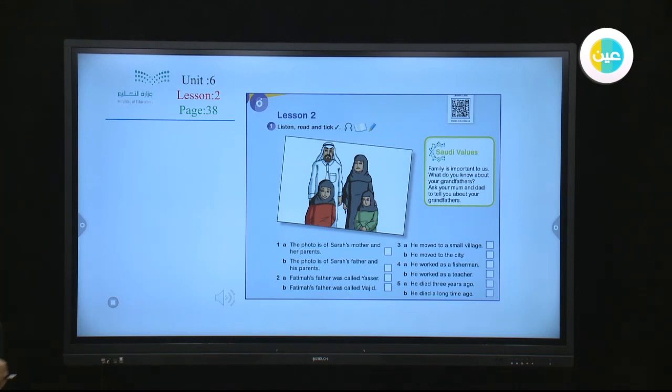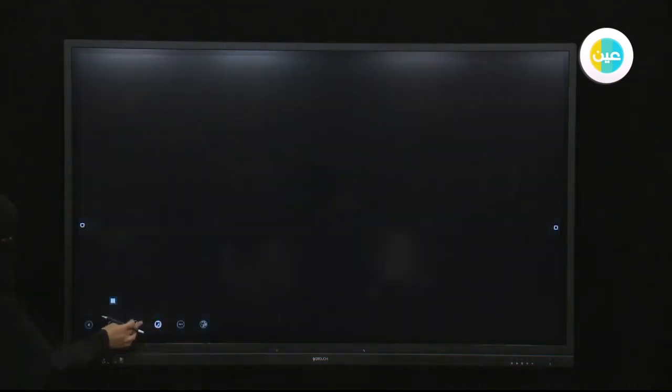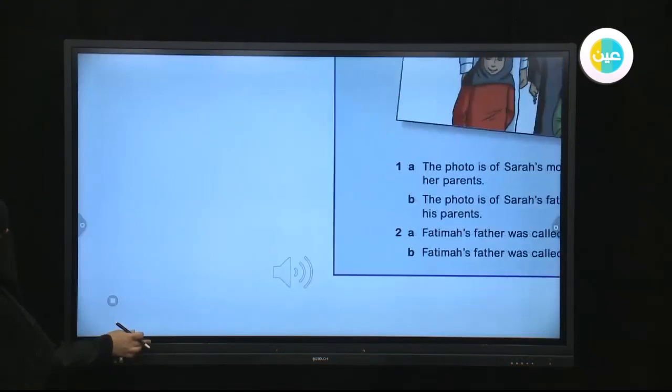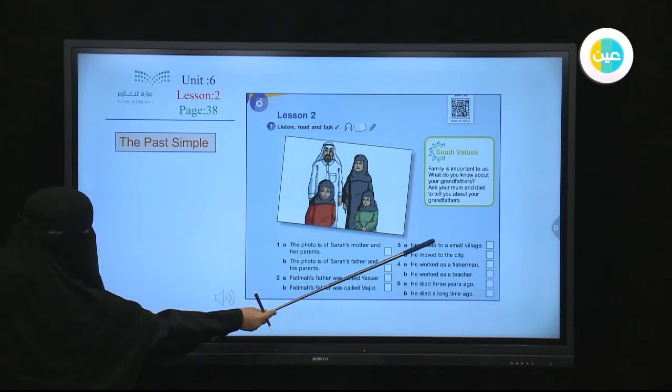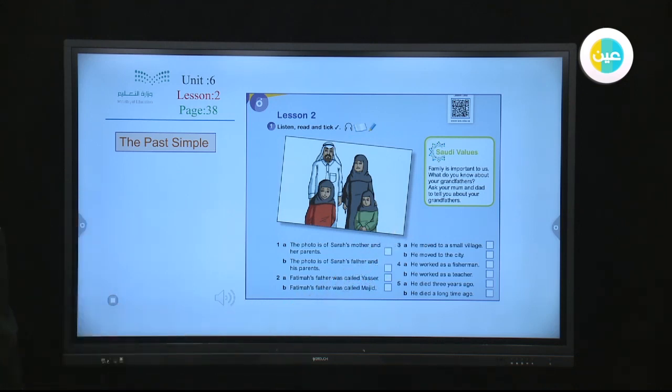Unit 6, Lesson 2, Activity 1. Listen, read, and tick. Wow! That's an old photo. Who is it? Well, this girl here is my mother. Your mother? Yes. And this is my aunt, Maha. So, these are their mother and father? Yes. My grandparents. His name was Majid. The same as your brother? Yes. My grandfather lived a long time ago in a small village. What did he do? He worked as a fisherman, but then he moved to the city. Is he alive now? No. He died 3 years ago. My mother was very unhappy and she cried a lot.